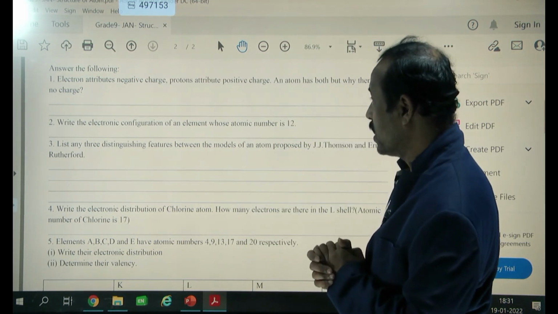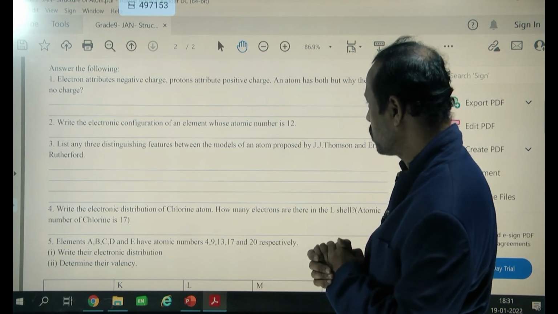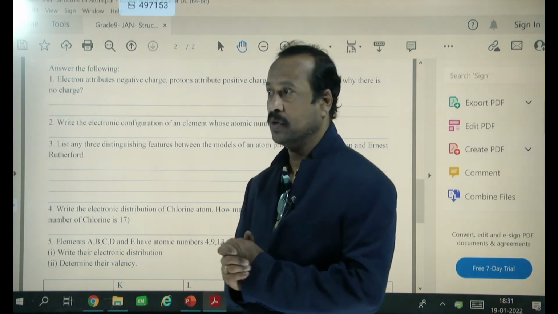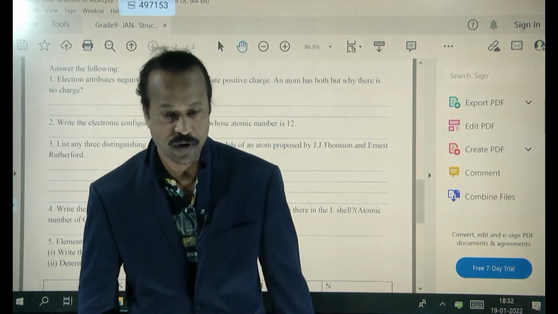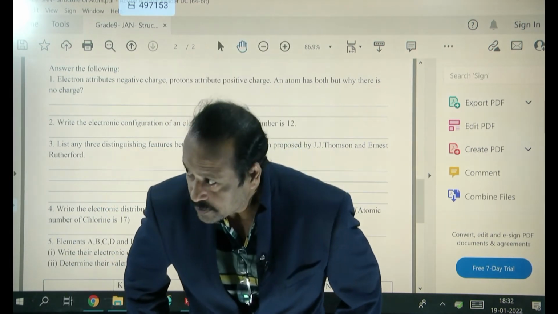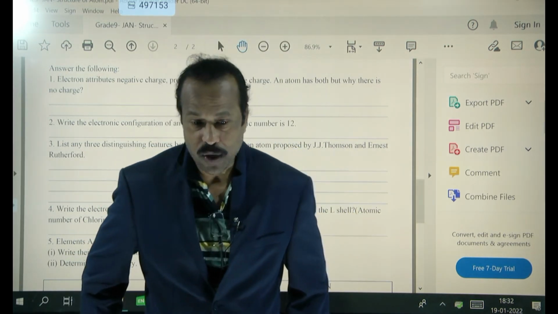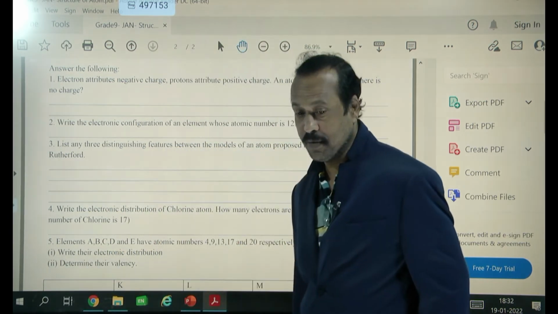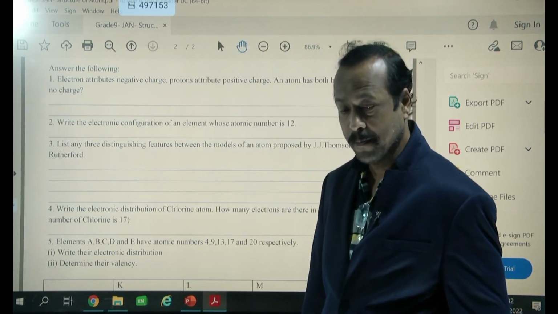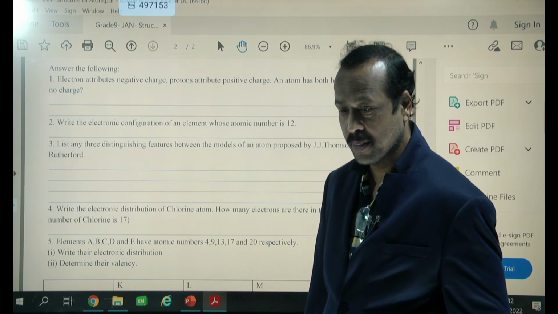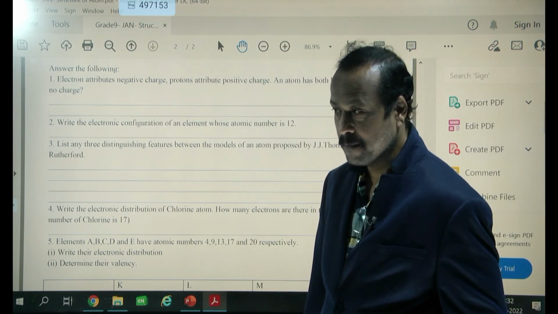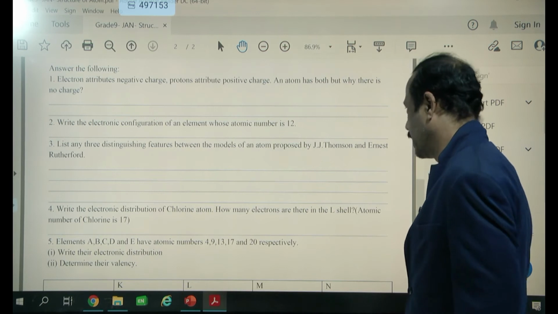Now, write the electronic configuration of the element whose atomic number is 12. Can you write it? 2, 8, 2. Very good. What is that element, atomic number 12? Magnesium. Very good.